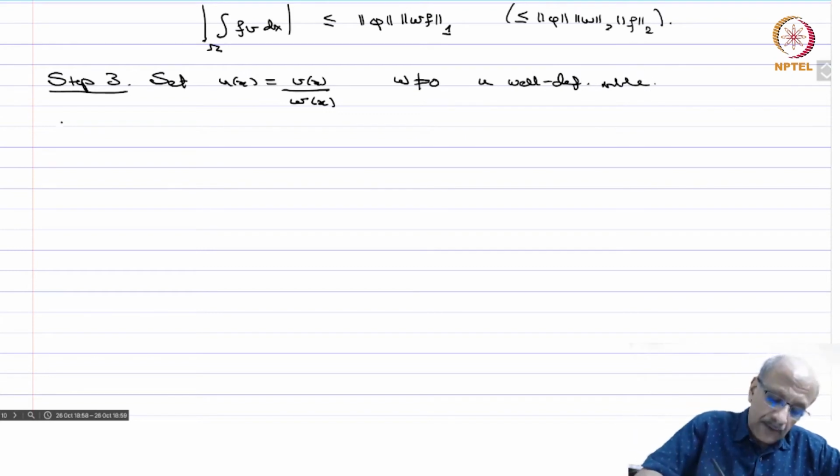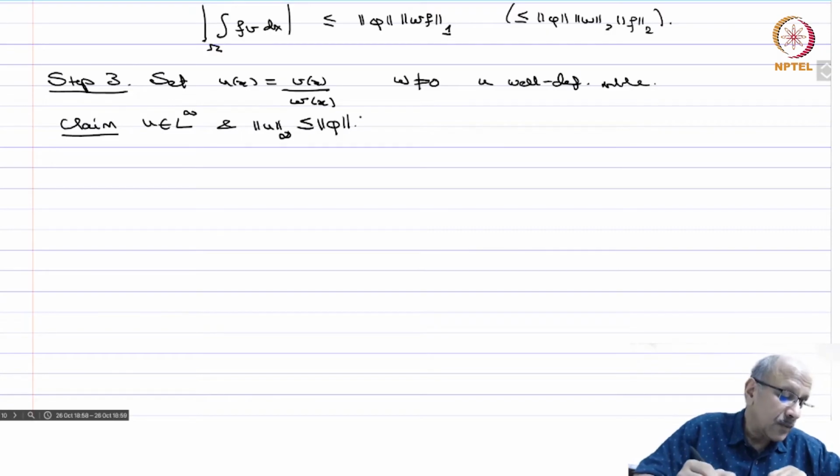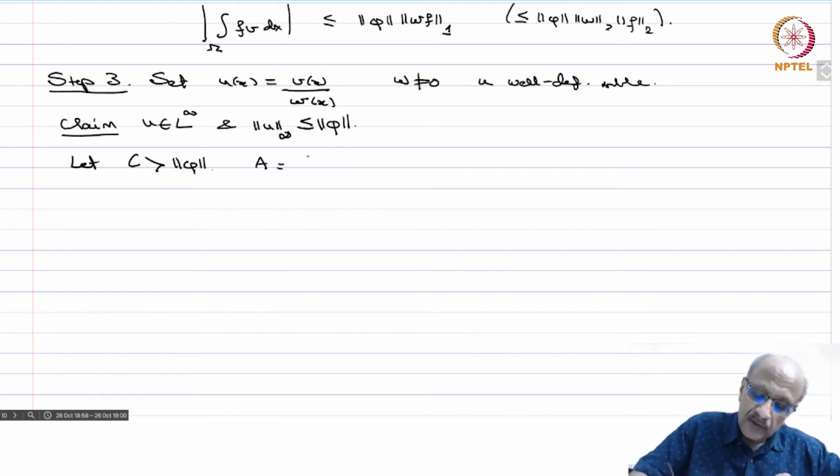Okay, so claim: u is in L infinity, and in fact the norm of u in L infinity is less than or equal to norm phi. Okay, so fine. So assume, let C be bigger than norm phi. Then you take the set A to be the set of all x in omega such that mod u(x) is strictly bigger than C.